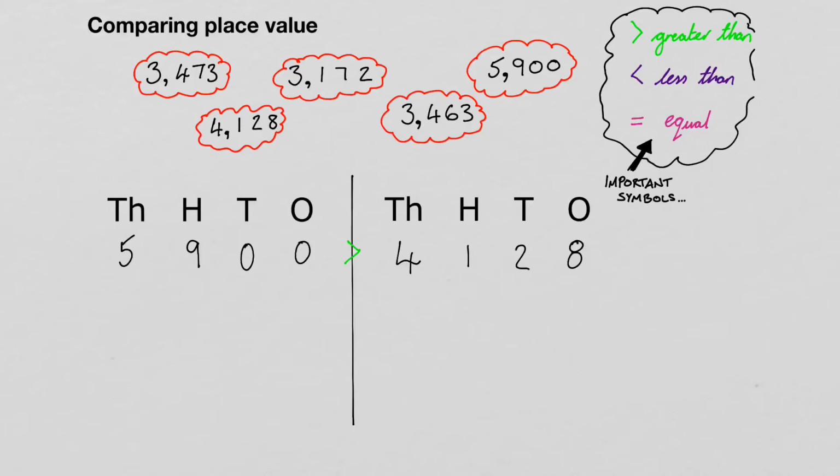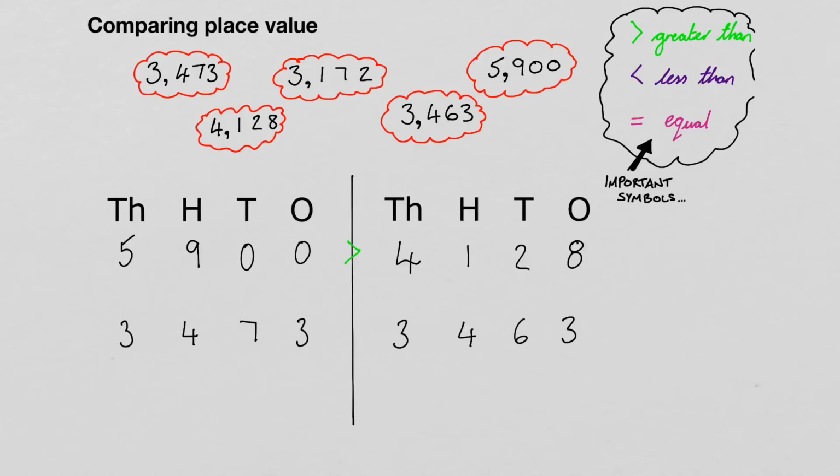Sometimes when we're looking at this, we'll refer to it as a crocodile and he'll want to eat the big number. I've heard that used plenty of times. It's a greater than symbol. We should really call it what it is. 5,900 is greater than 4,128.